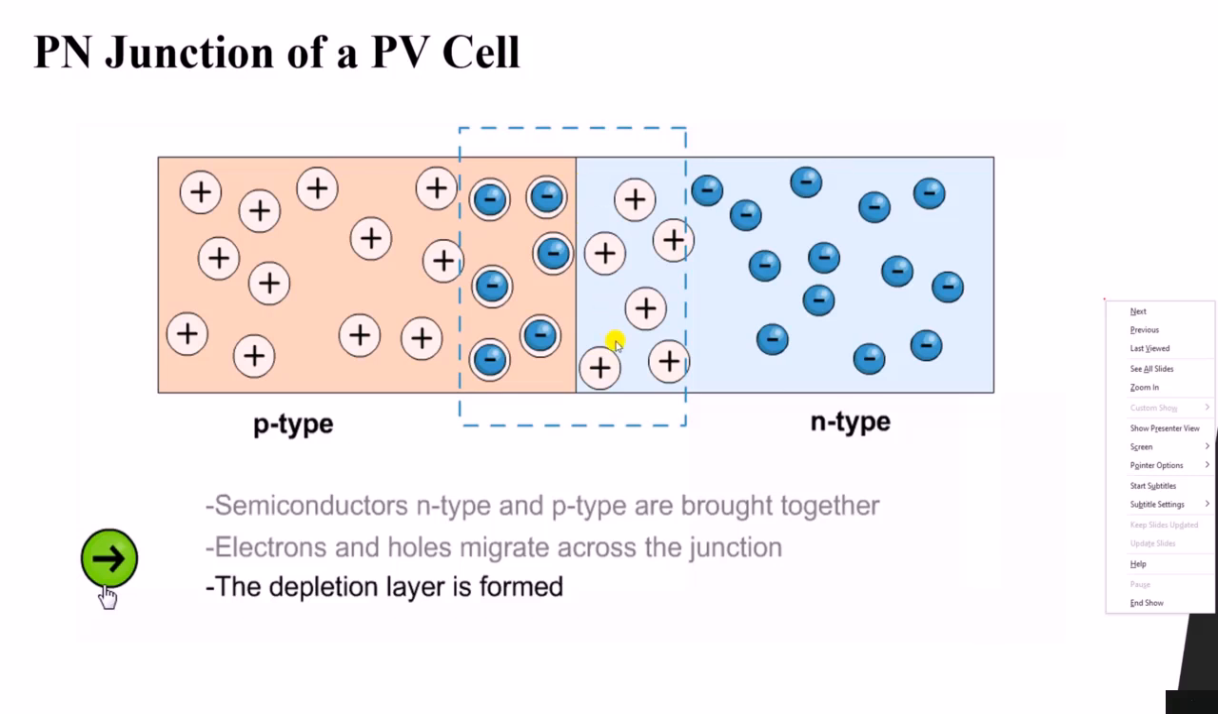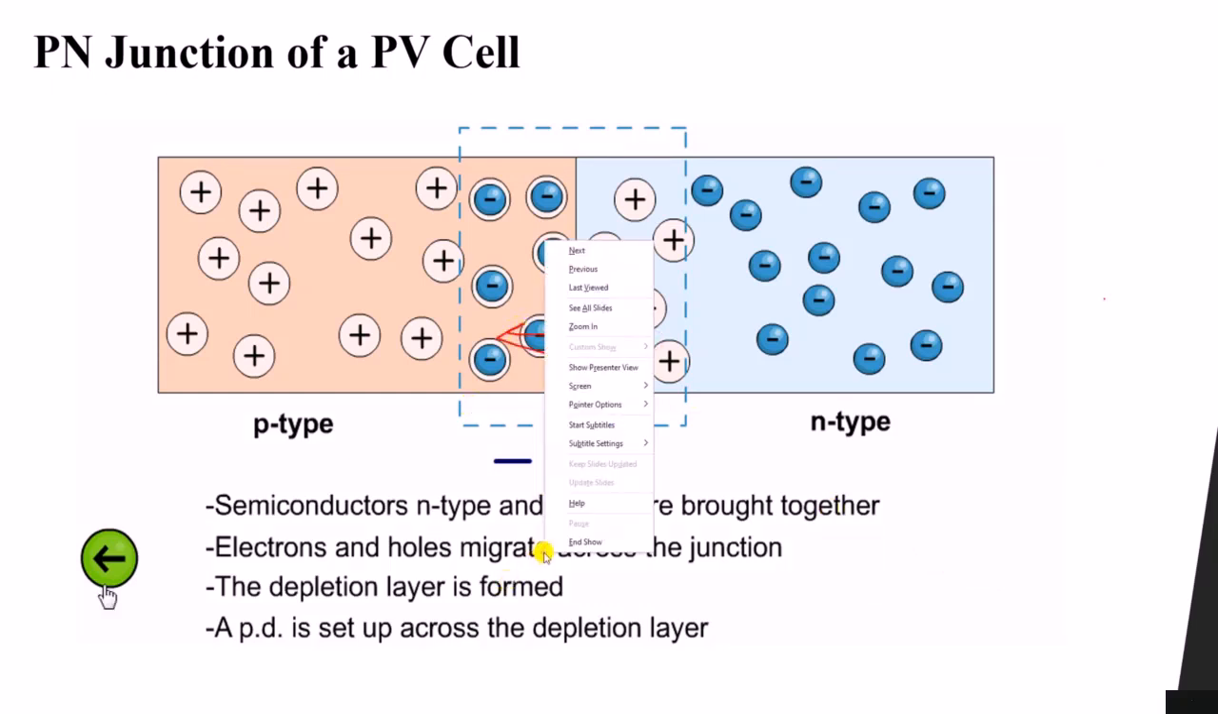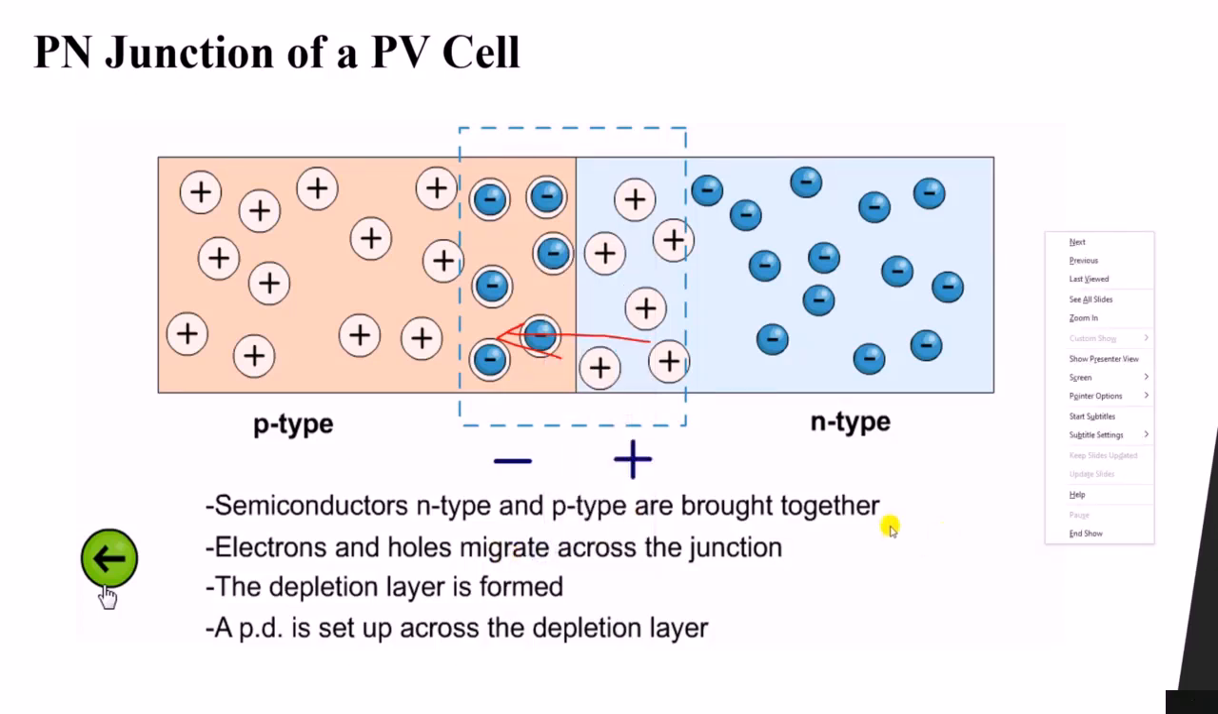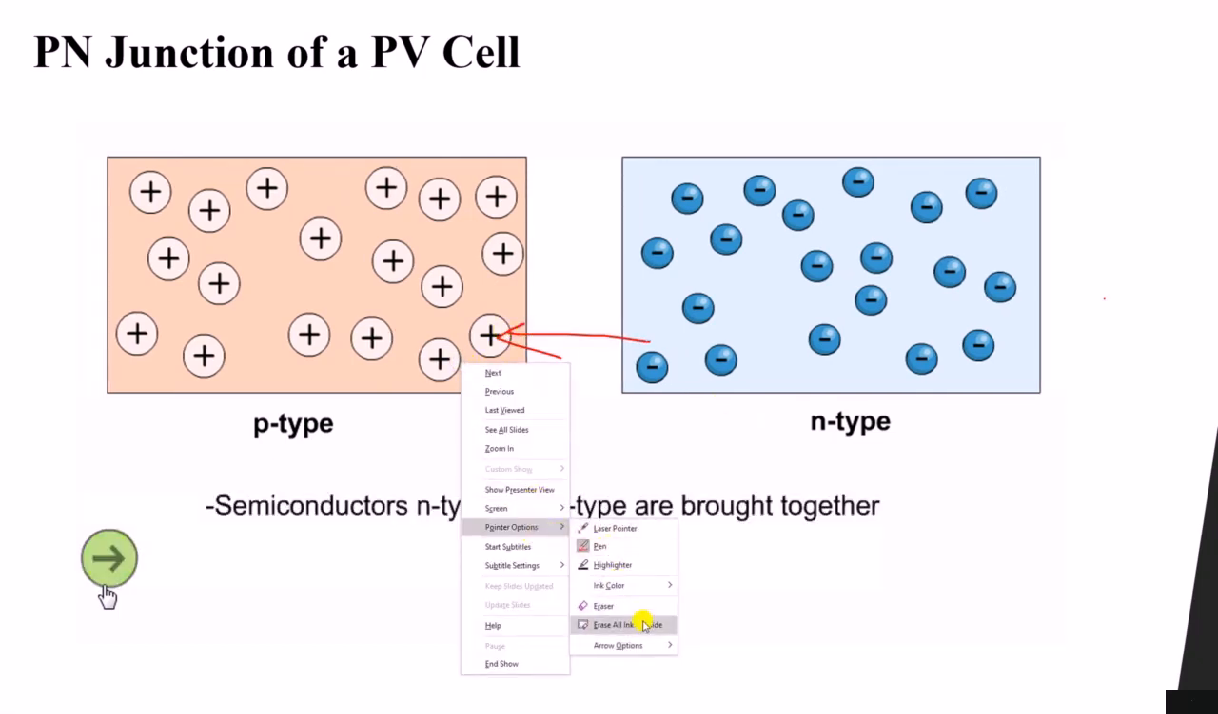So as you can see, we will have a p-n junction with positive ions and negative ions, and then an electric field will be formed going from positive to negative, like this. This electric field will help us understand what happens exactly.